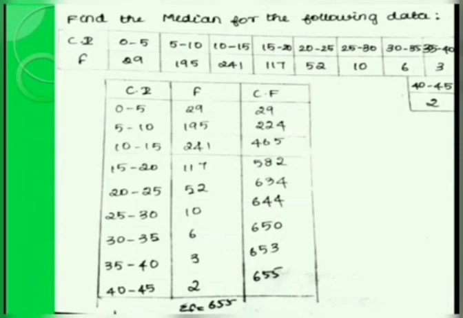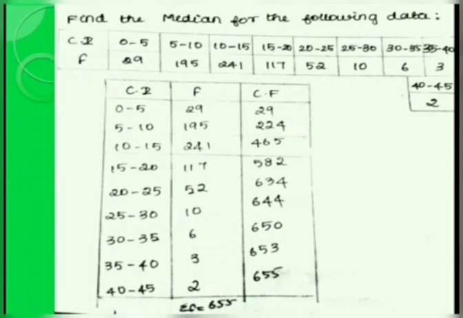Here our frequency's first value is 29, so our cumulative frequency's first value is also 29. Then the frequency's second value is 195, so we have to add the second value plus the first value. 195 plus 29 is 224, which is your second cumulative frequency. Like that you add the third value plus second plus first: 241 plus 195 plus 29 is equal to 465, which is your third cumulative frequency value.